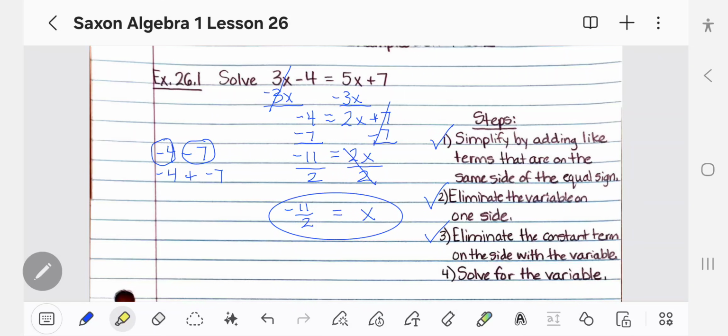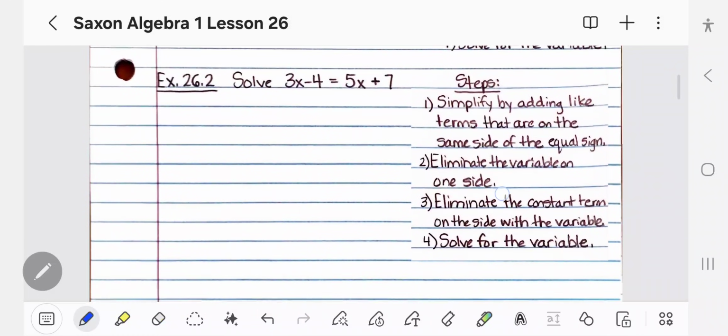Now, if you took that value and substituted it in, you did 3 times that minus 4, and then you did 5 times that plus 7, you'll find out that both of those values are equivalent. Okay? And that'd be a neat thing to do on the calculator if you'd like. So we did step 4. These are the steps we're going to use for all of these problems.